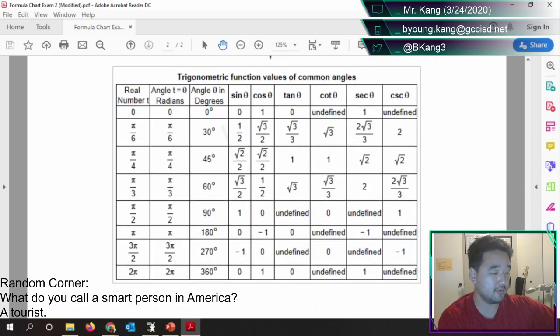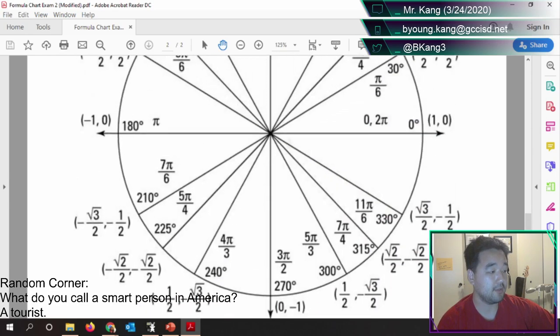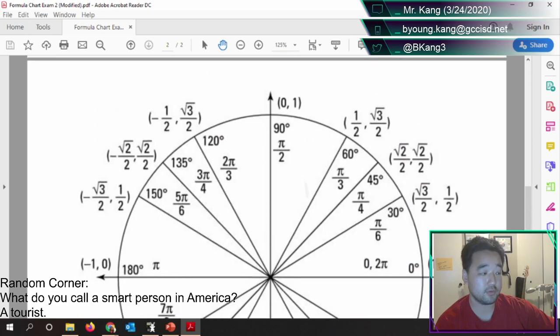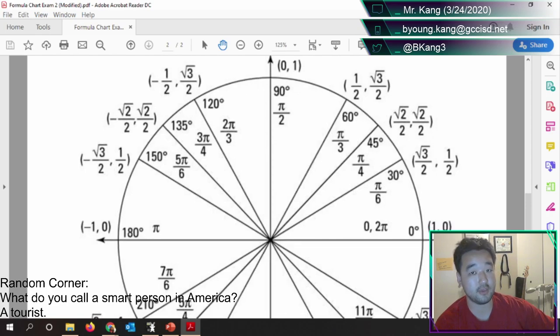Remember, tangent, cotangent, cosecant, secant, they're all going to be weird variations of those, whether you take the fraction and you flip it upside down, or you take two fractions and you divide them together. But if you are comfortable enough with the unit circle, it just takes a couple of steps of simplification.